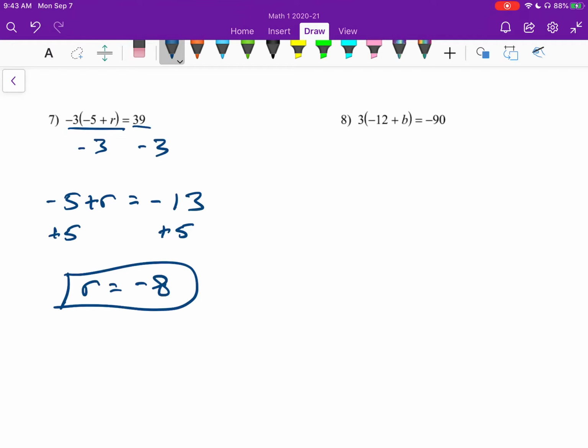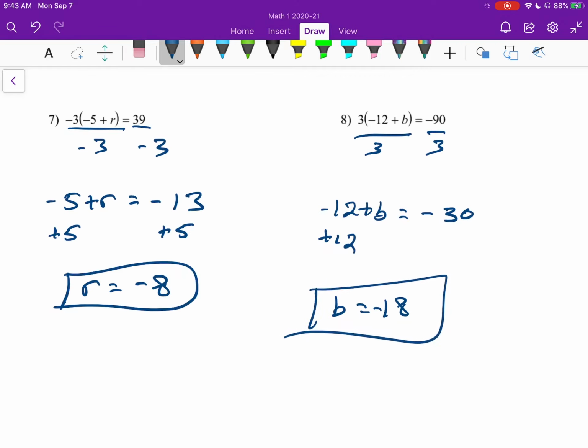Same deal with number 8. Because I can divide nicely by 3, I'm going to. If that 90 wasn't divisible by 3, I wouldn't do that. But since it is, I think it just makes it easier to do it this way. Negative 12 plus b is negative 30. I'll add 12, and I get b equals negative 18. Yep, negative 18. There we are.